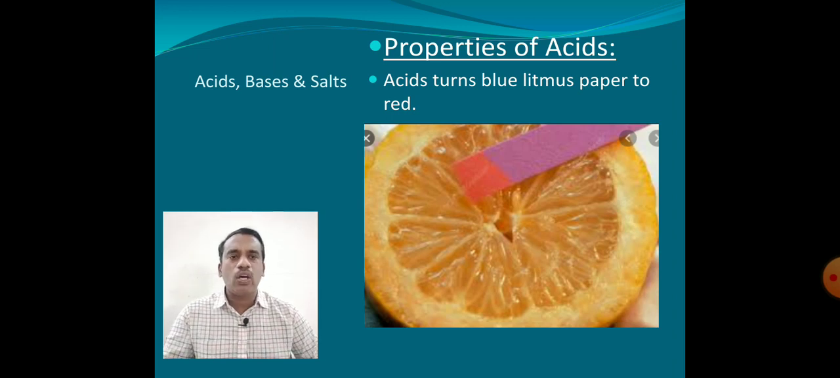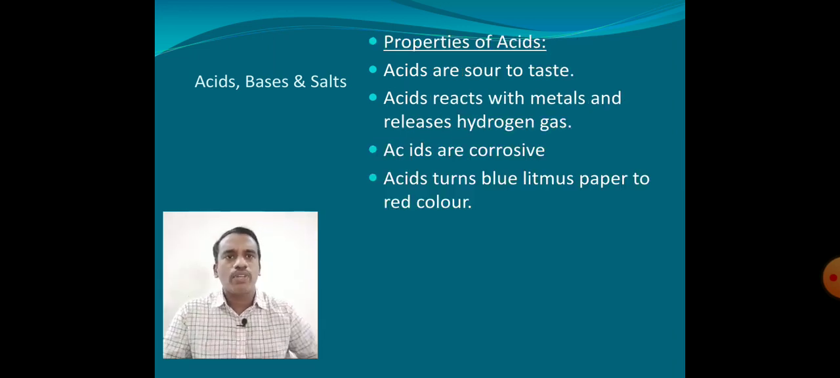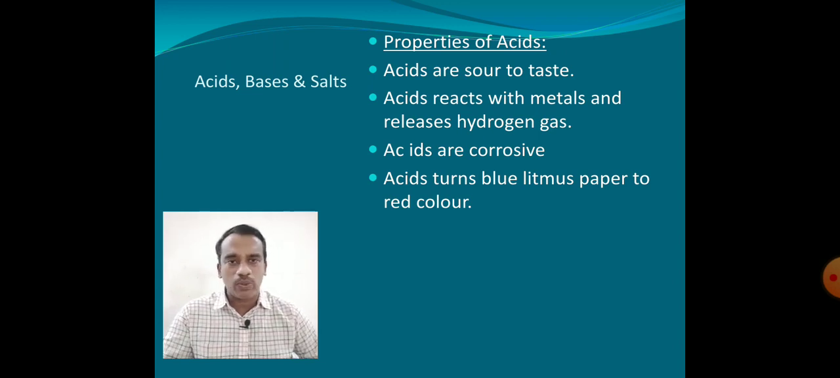Okay, let us see the overall points that we have discussed up to now. What is the first point we have discussed? Acids are sour to taste. Yes, an acid reacts with the metals by releasing the hydrogen gas. Acids are corrosive, means they eat up the surface. And also, what do the acids do? They turn blue litmus paper to red color. These are some of the properties of acids. I don't say these are the complete whole properties. These are some of the properties of the acids.